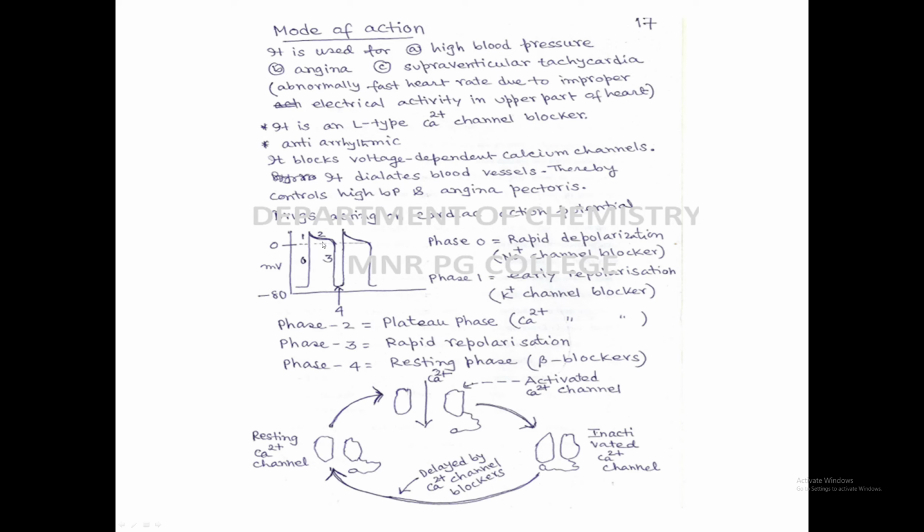The second phase, called the plateau phase, can be corrected by giving a calcium channel blocker. Phase 3 is called rapid repolarization. And the last part, phase 4, is called the resting phase, which can be controlled by beta blockers. So in these 5 phases, 4 different blockers can be given by doctors depending on their judgment of the patient's condition: a sodium channel blocker, a potassium channel blocker, a calcium channel blocker, or beta blockers.